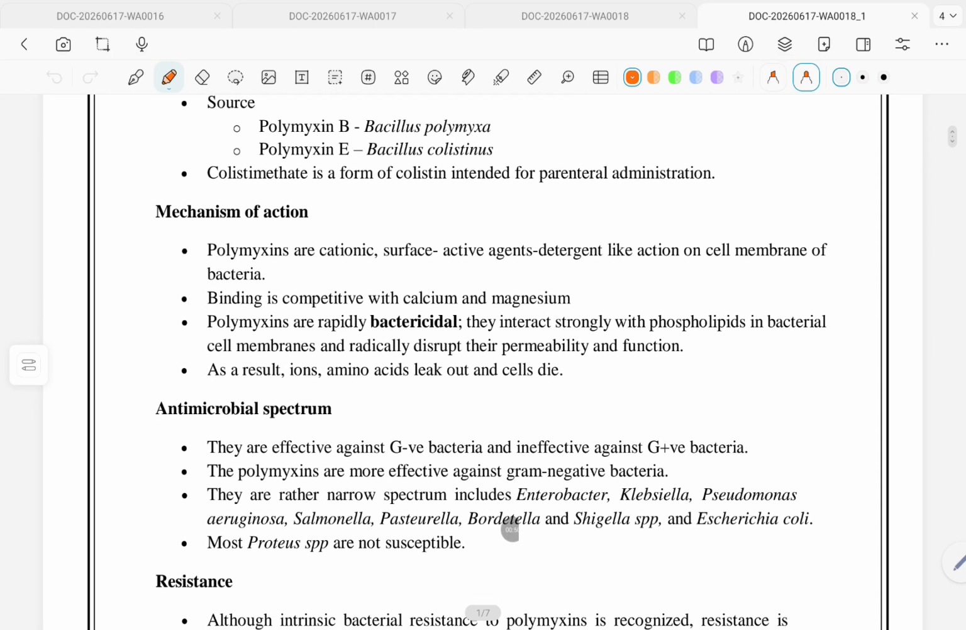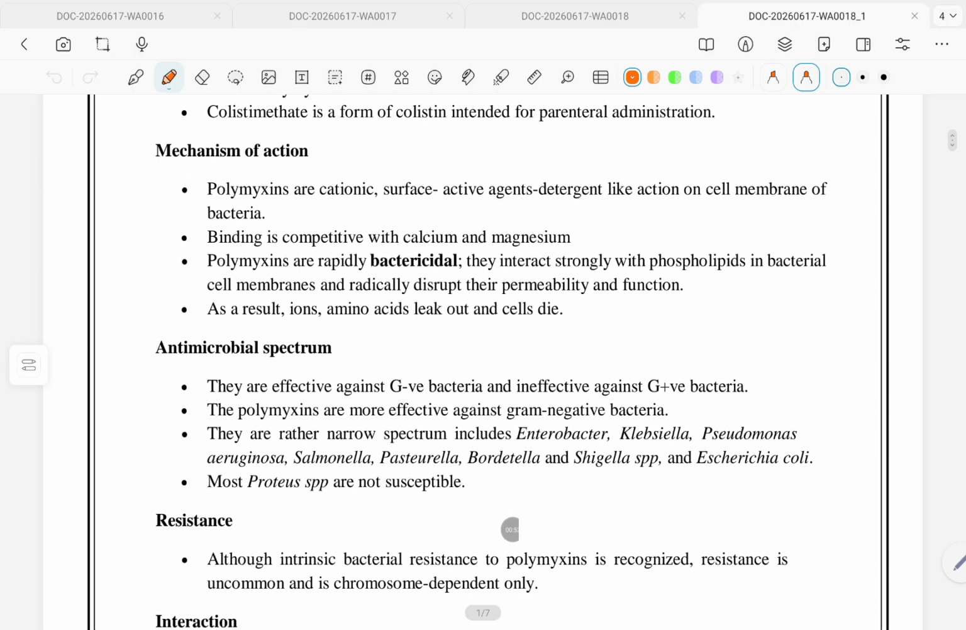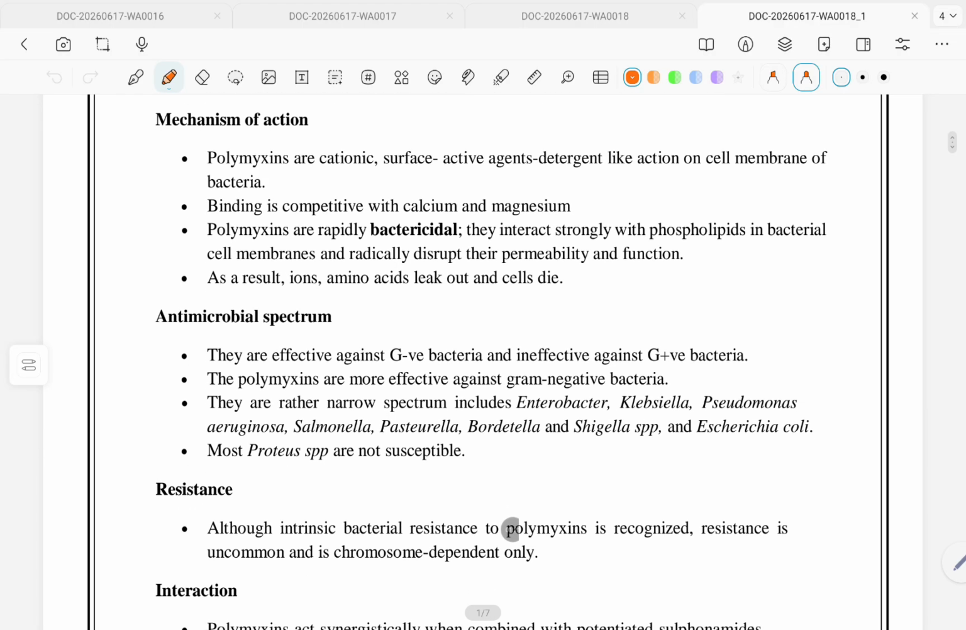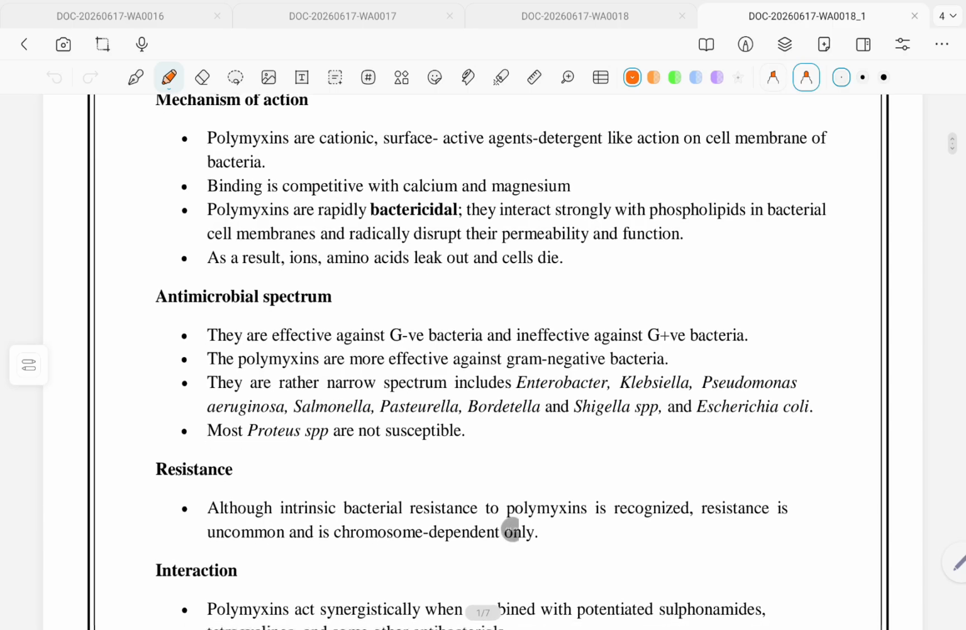Mechanism of action. Polymyxins are cationic surface active agents, with detergent-like action on the cell membrane of bacteria. Binding is competitive with calcium and magnesium. Polymyxins are rapidly bactericidal. They interact strongly with phospholipid in the bacterial cell membrane and radically disrupt its permeability and function. As a result, ions and amino acids leak out and the cell dies.